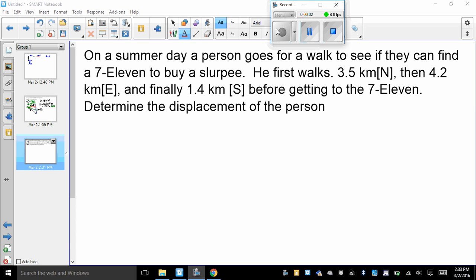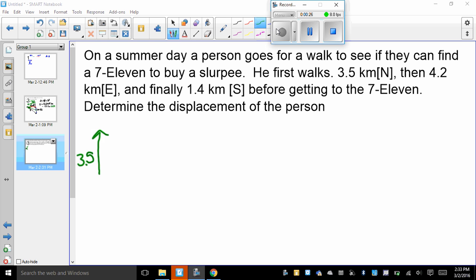Now we're trying to solve a problem using vectors and a vector diagram and then some basic math skills. So on a summer day, a person goes for a walk to see if they can find a 7-Eleven to buy a Slurpee. He first walks 3.5 kilometers north. So let's draw that. 3.5 north.